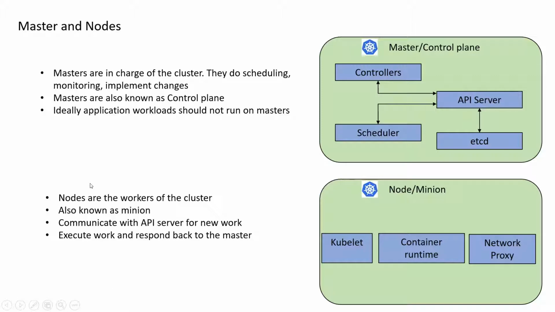Kubernetes cluster also consists of nodes, which are the workers of the cluster. It's also known as a minion. It communicates with the API server for new work. It executes the work and responds back to the master. In short, whenever you deploy your application, the application gets deployed onto the worker nodes within the cluster.